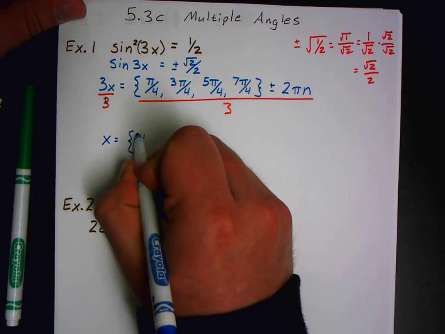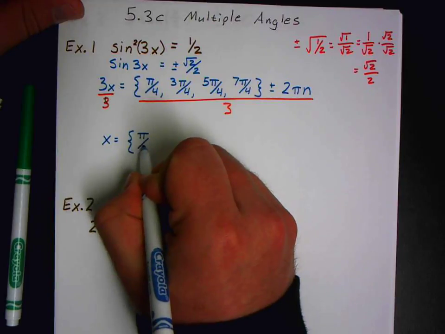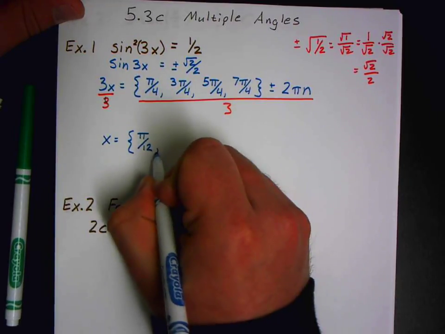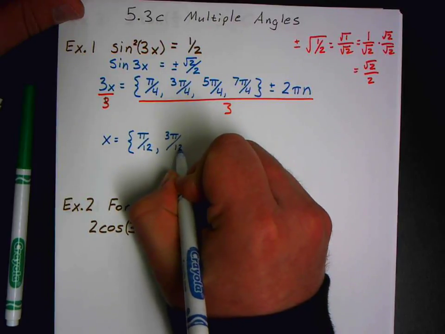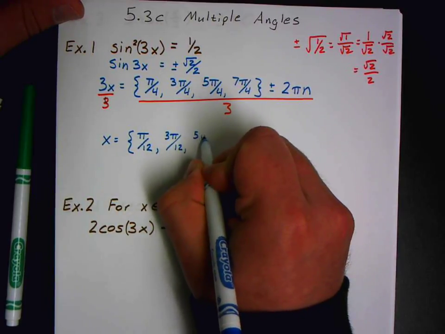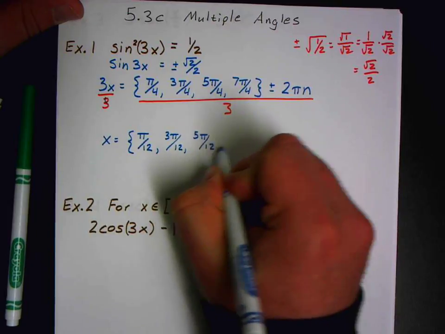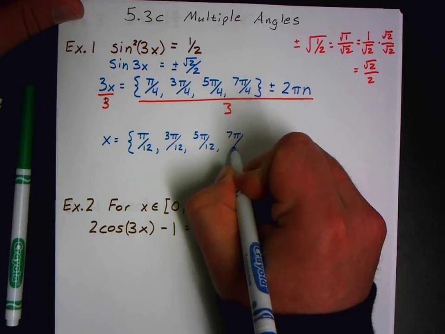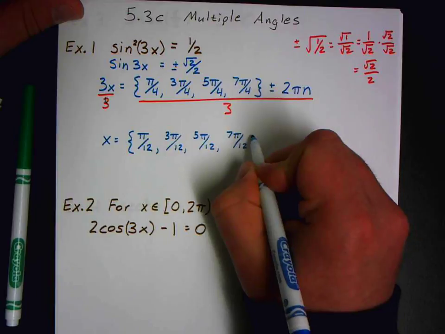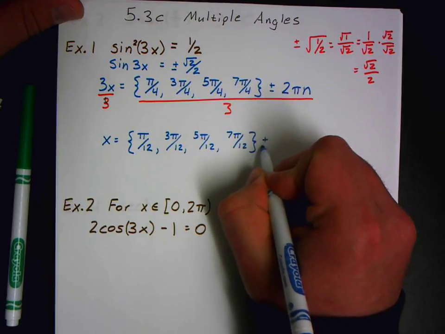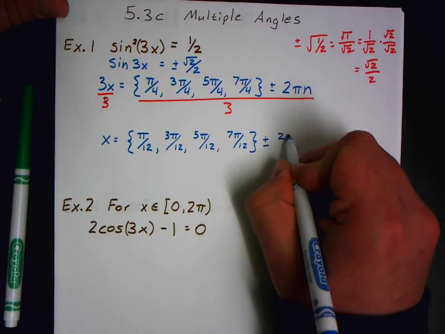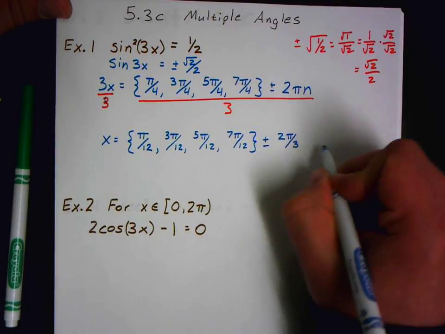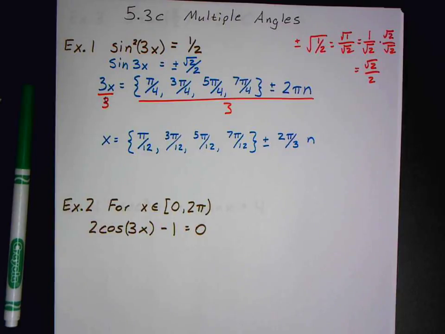So if I take pi over 4 and divide it by 3, that's pi over 12. 3 pi over 12, 5 pi over 12, and 7 pi over 12. Plus or minus, 2 divided by 3 is 2/3. So I get 2 pi over 3 in. That gives me all of my possible solutions.